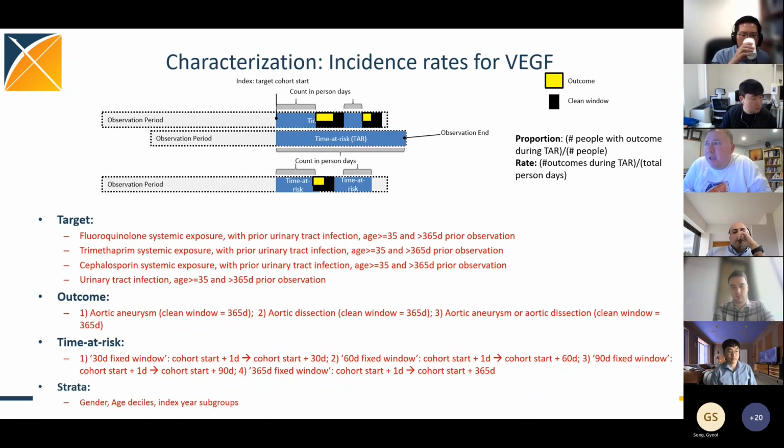Here we are basically saying the target cohorts will be fluoroquinolone systemic exposure, prior UTI, age 35, greater than 365 days prior observation. For that target cohort, we will estimate the incidence for aortic aneurysm dissection in the composite, and we will do it in all 4 of those time at risk windows that were summarized, and we'll stratify by age, sex, and index year to be able to understand whether that pattern is consistent. This will actually help us a good deal as it relates to understanding whether or not the incidence rate, for example, is constant across those different time risk windows, or whether or not we do indeed observe that there's a higher risk in a shorter duration of time.